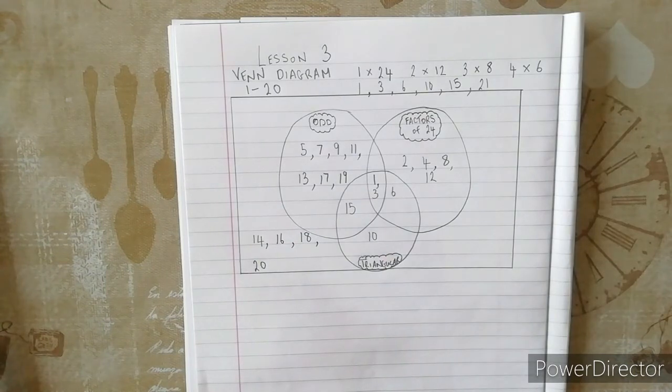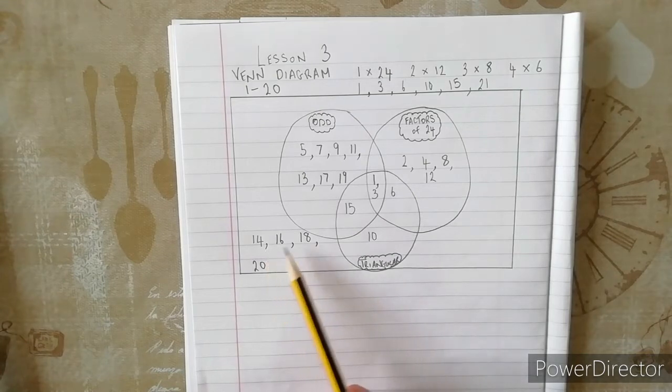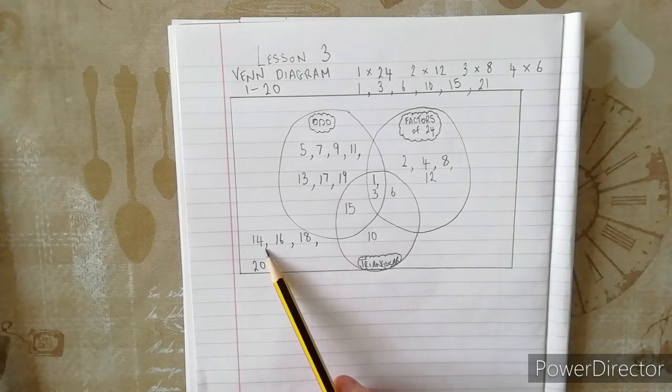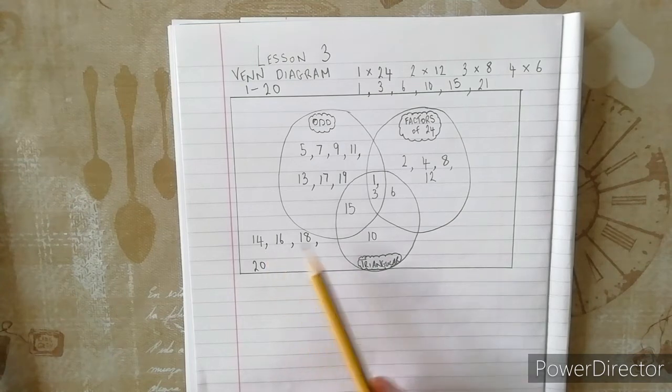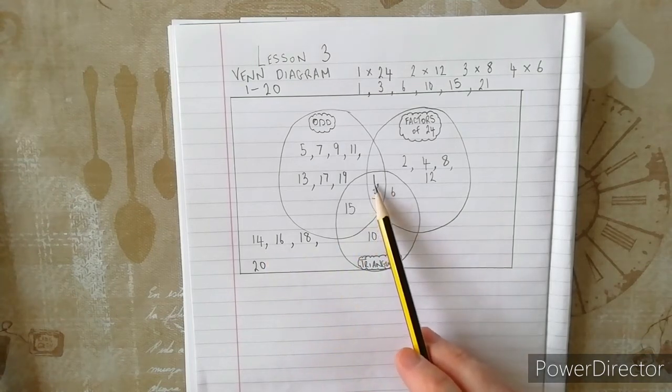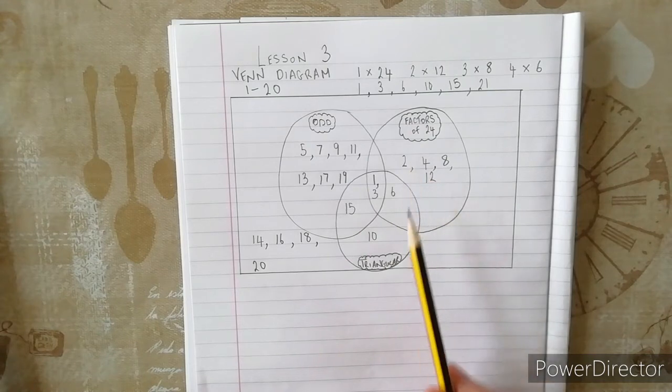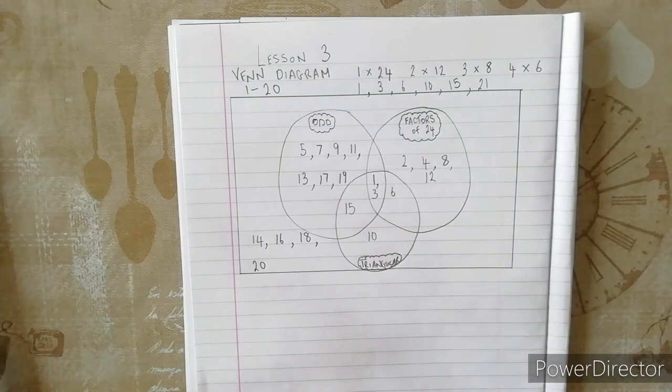Okay, just check a couple of those. I always think it's good to check a couple. So 14 is definitely outside. Now these 2 are definitely in the middle. They're odd factors and they're triangular. So I think I'm happy with that.